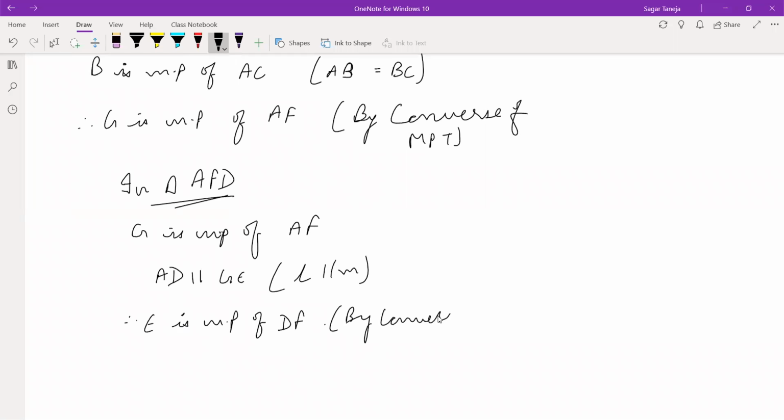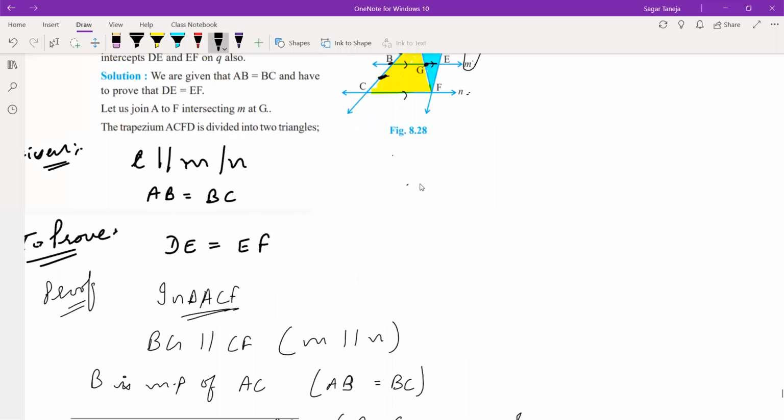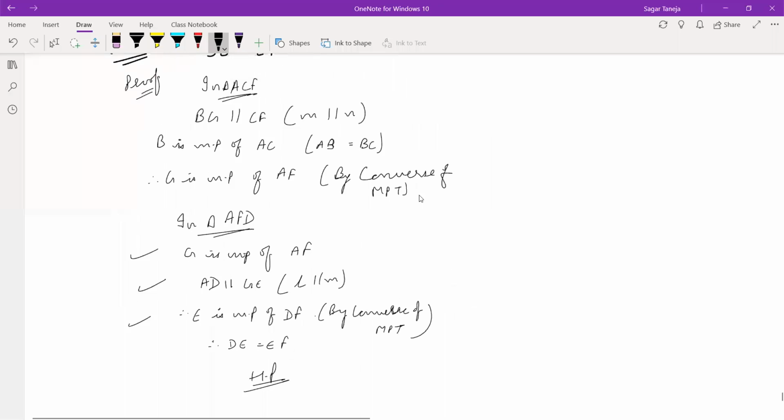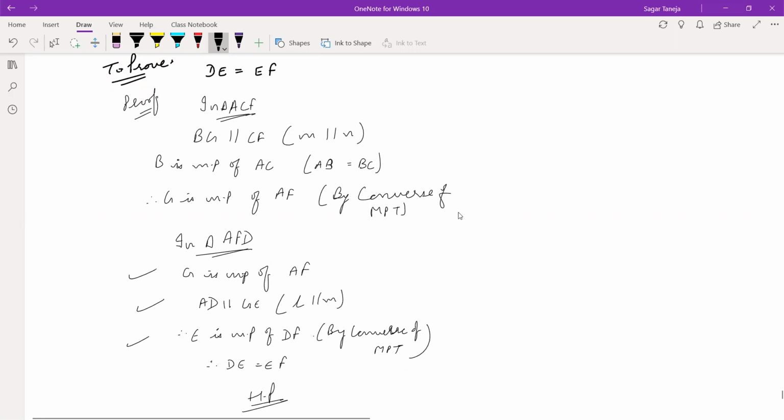Again, the same series of steps we have done by converse of midpoint theorem, because here also one midpoint and one parallel line is given. So in this way we can say that E is also the midpoint of DF by converse of midpoint, and with this we can say that DE is equal to EF. Hence proof. Note it down. If you have any confusion in this, you can ask. Giving you 1 minute to write it down. Then we'll move on to example 7.